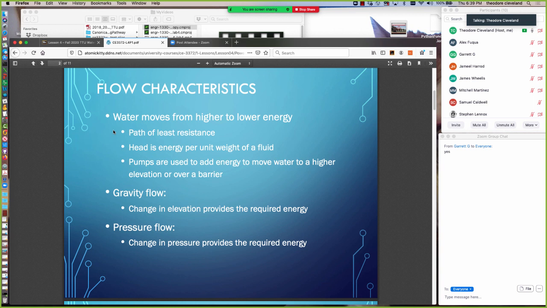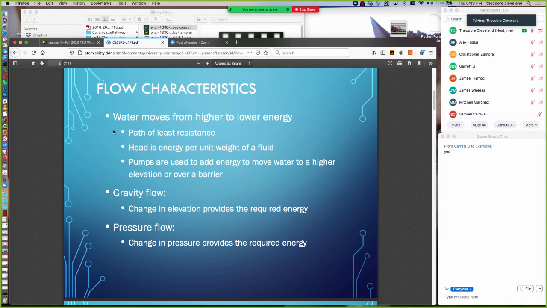The metric that we use for energy in water systems is called head, and it's the energy per unit weight of a fluid. It has dimensional units of a length. So head is expressed in lengths like 30 feet of head, 50 feet of head, 10 meters of head, and so forth. If we need to move water uphill or get over some kind of barrier or overcome excessive frictional losses, the tool is a pump, and they are used to add energy to the water for those various purposes.